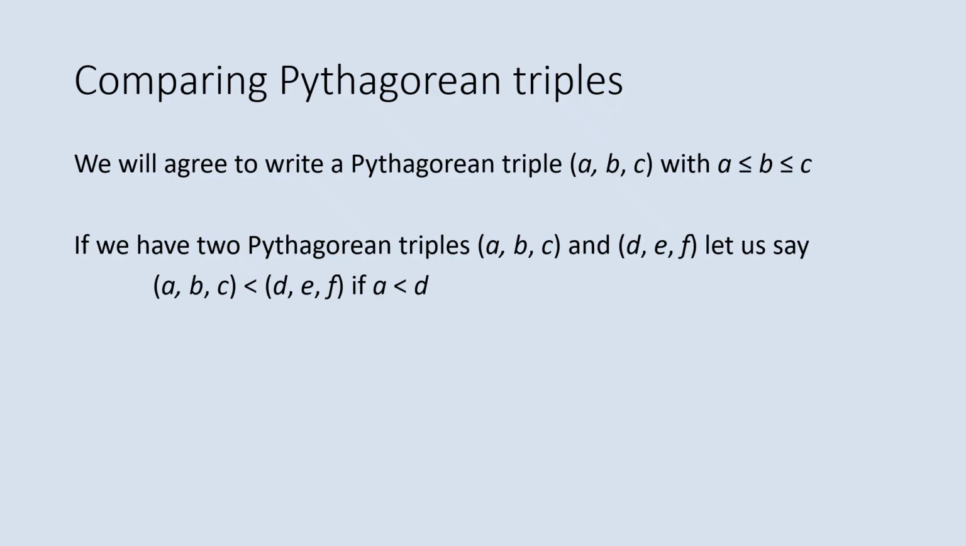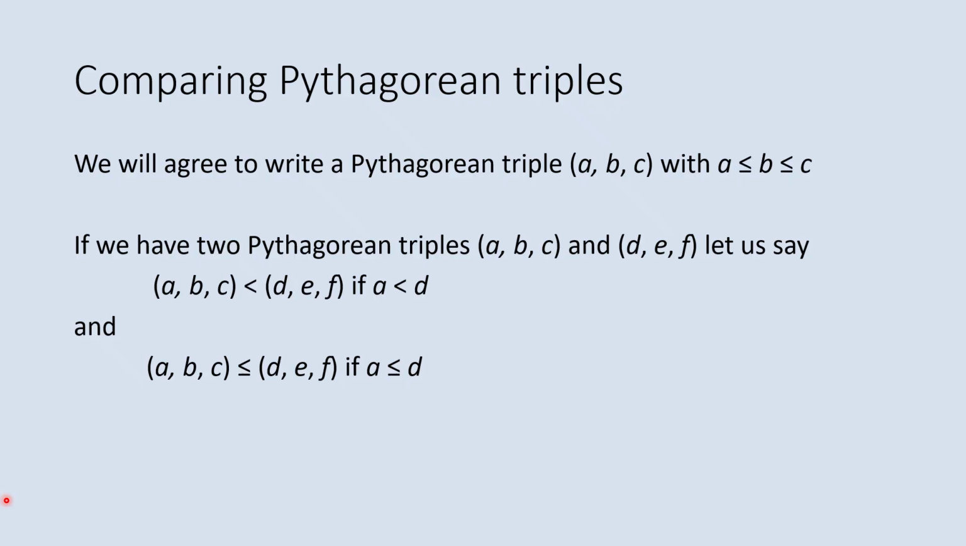And in this case, A is smaller than B, smaller than C, or at least less than or equal to. D is less than or equal to E, is less than or equal to F. And so we are looking at, we'll say this triple is less than this triple if the first value of one is smaller than the first value of the second one. All right, and then we'll say the less than or equal to is if A is less than or equal to D, then we'll say this first triple is less than or equal to the other.